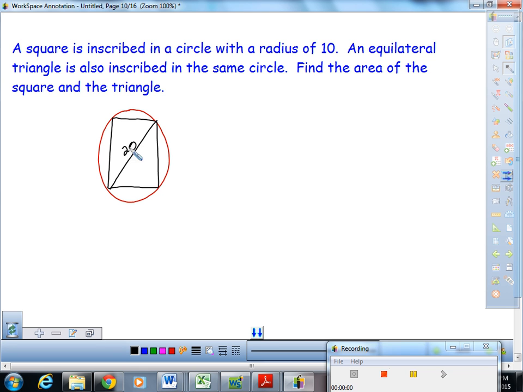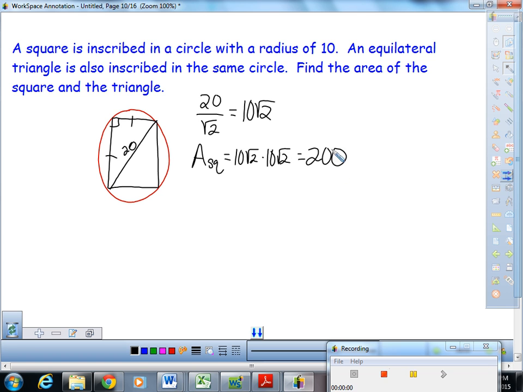And how do I get from the hypotenuse of a 45, 45, 90 triangle to one of the legs? I divide by radical 2, and that's equal to 10 radical 2. And if you didn't understand that simplifying, then you got to go back to Chapter 9, Simplifying Radicals. Okay, so one of the sides is 10 radical 2. So the area of the square is 10 radical 2 times 10 radical 2, which is 100 times 2, which is 200. Okay?